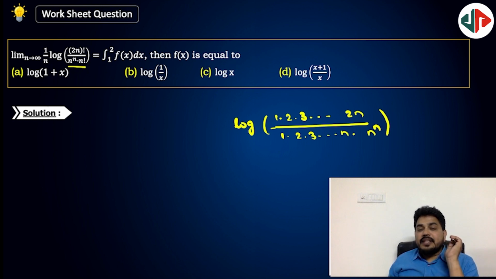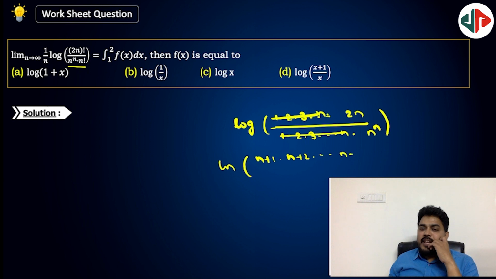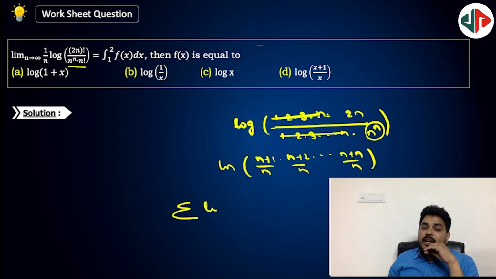How many numbers are there? We need to look at here. 1, 2, 3 will be cancelled. 1, 2, 3, n will be cancelled. So now what is the value? Log of n plus 1, n plus 2, like this way, n plus n. And this n power n, everywhere I write n, n, n. So log A, B, C, I can write this one as sigma log of 1 plus r by n, this value. And outside is 1 by n. And here limit n tending to infinity, and r is equal to 1 to n.